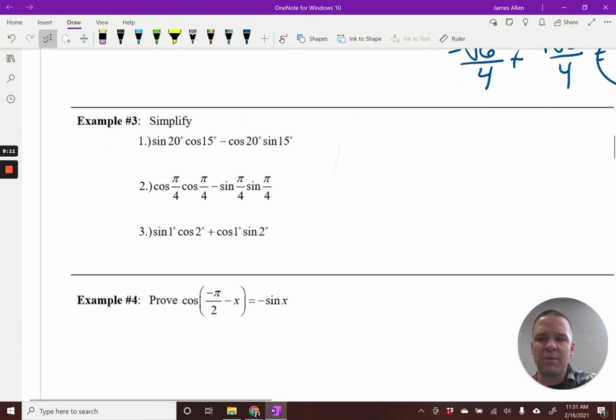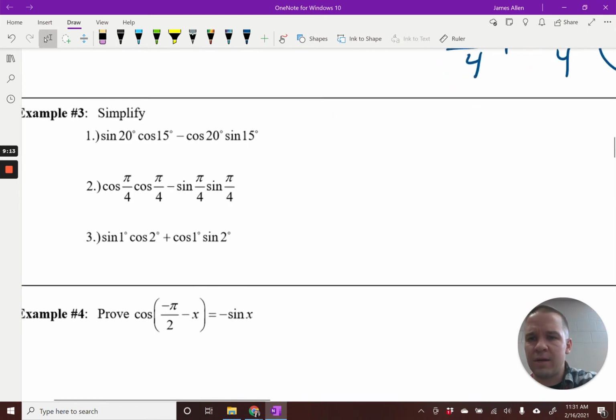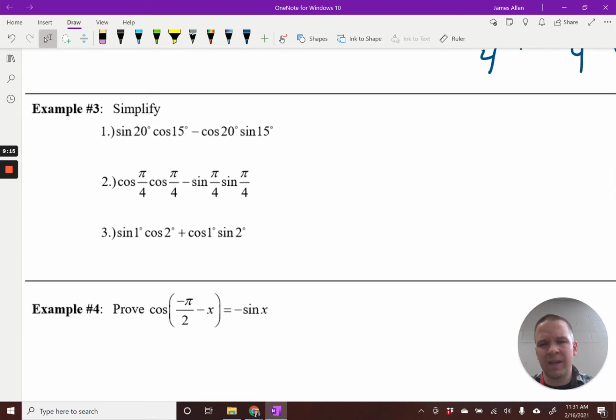Awesome sauce. Something a little bit different now. Simplify. So here we're going almost like backwards. Okay, so which formula goes sine cosine minus cosine sine? That would be my sine difference, my sine subtraction. I have two angles. Okay, so this is my alpha. This is my beta, right?